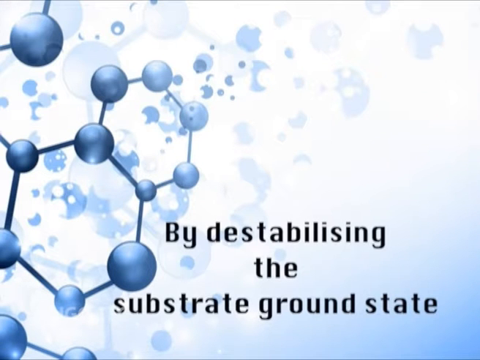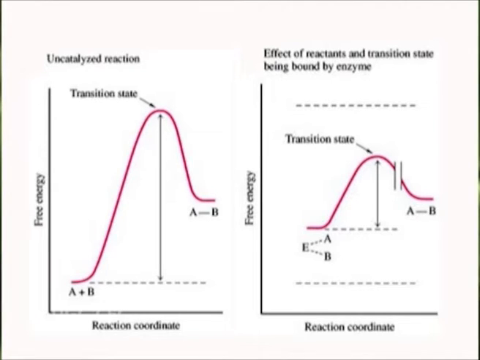By destabilizing the substrate ground state, by distorting bound substrates into their transition state form to reduce the energy required to reach the transition state. By orienting the substrates into a productive arrangement to reduce the reaction entropy change. However, the contribution of this mechanism to catalysis is relatively small. Enzymes may use several of these mechanisms simultaneously.